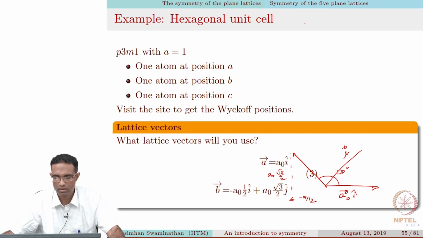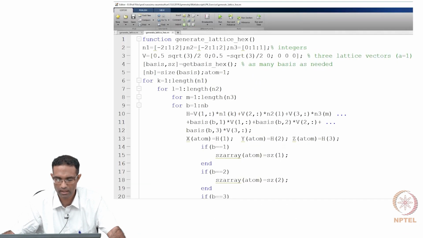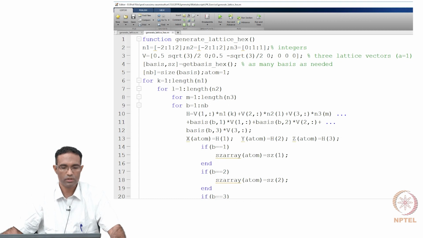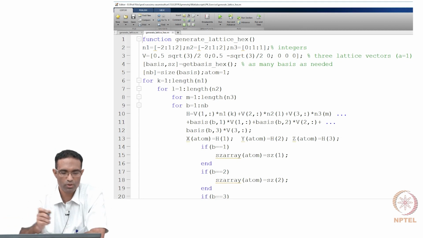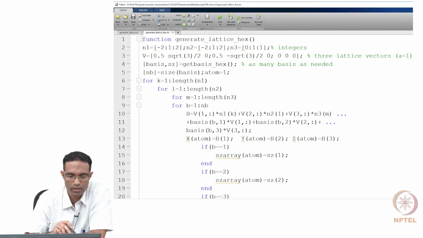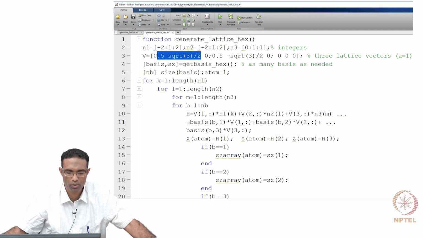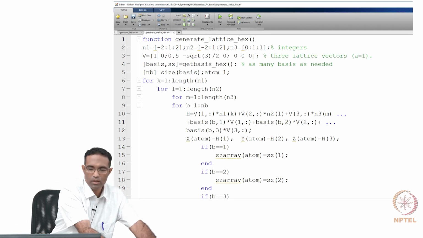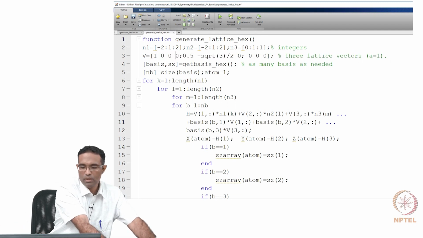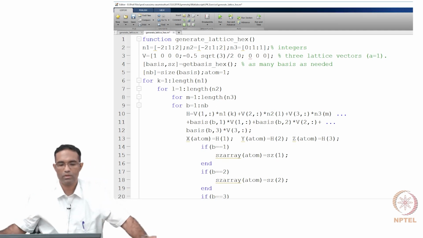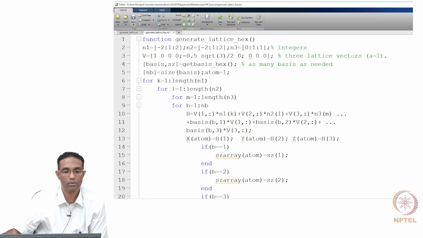So let's take a look at our MATLAB code for doing this. This is my MATLAB code. I am going to generate minus 2 to 2, so 5 unit cells in the x direction, 5 unit cells in the y direction, and I am going to change these lattice vectors to what I just wrote down on the slide. So I am going to say this is 1, 0, 0, and the other one was minus 0.5, square root of 3 by 2, 0.